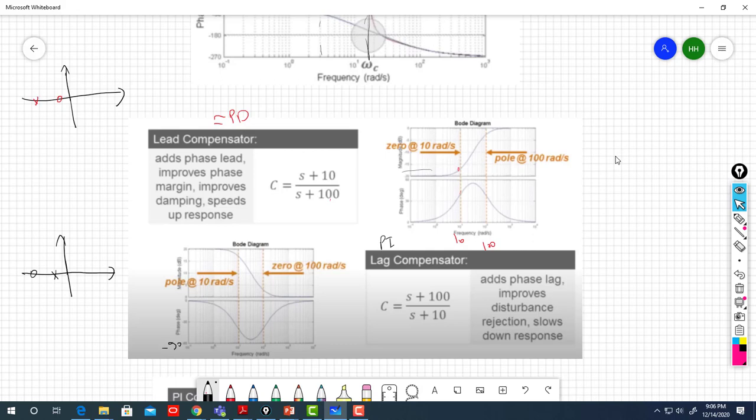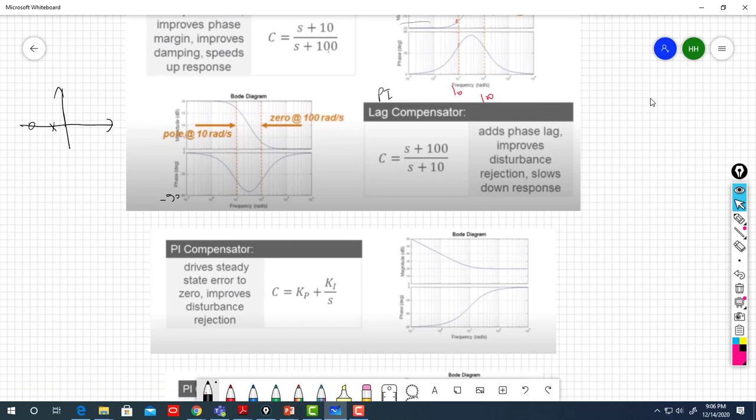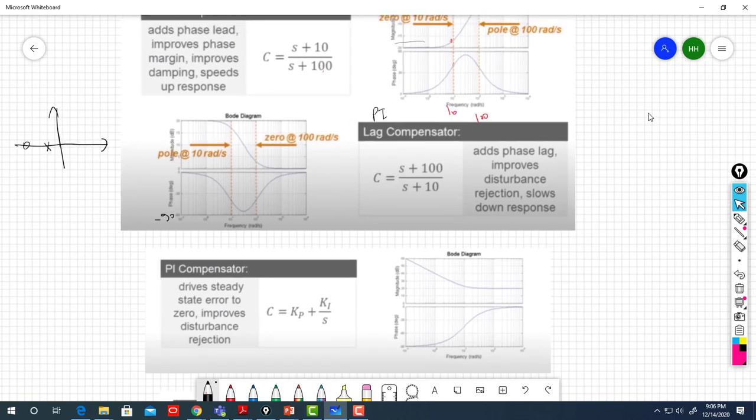That's about PI control. So you could add a lead compensator, you could add a lag compensator, you could add a PI compensator. So Kp plus Ki over S, and this one drives steady state error to 0. Eliminate steady state error, drive to 0, and improve the disturbance rejection, like the case of PI. But you see it's at low frequency infinity, the integral term.